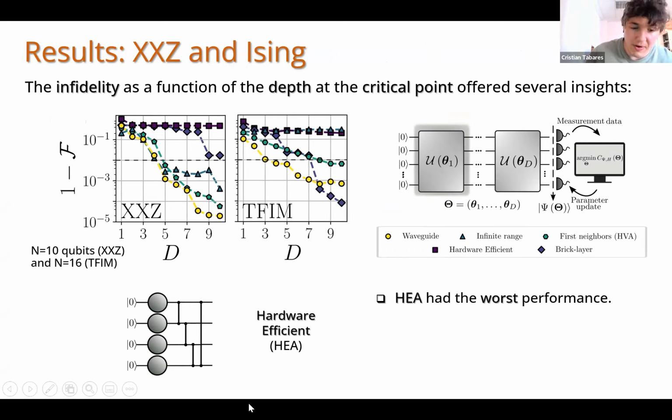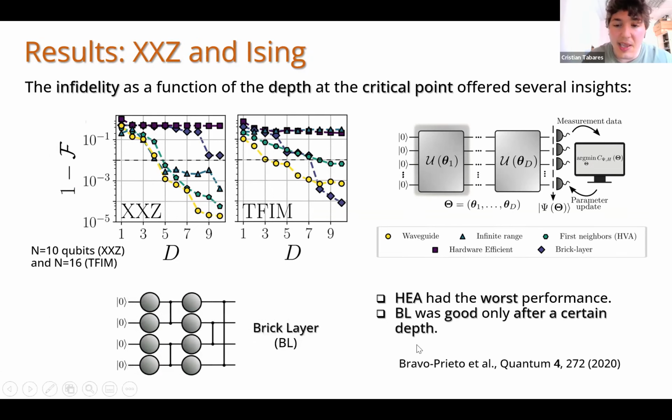This agrees with what we expected, because this type of ansatz does not have any structure, so it finds a lot of barren plateaus and cannot be trained in general. Then the brick-layer ansatz, as you can see especially here, was good, but only after a certain depth. There's a phase transition in the accuracy. This has indeed been found, was expected, and has been extensively discussed in the literature.